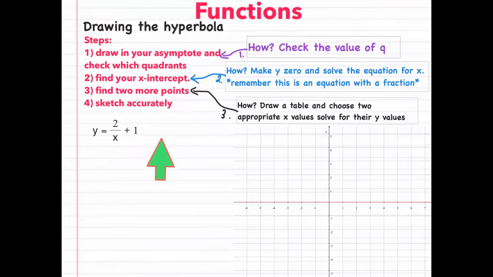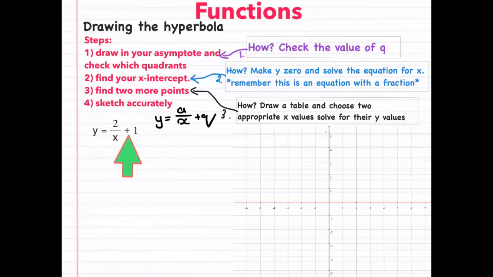first. Now, before I start, I just want to remind you that the hyperbola is of the form y equals a divided by x, plus q, right? Now, please remember the plus q is actually not the y-intercept, it's the asymptote. So draw in your asymptote and check which quadrants. Okay, so how? We check the value of q. So what is the value of q in this function?